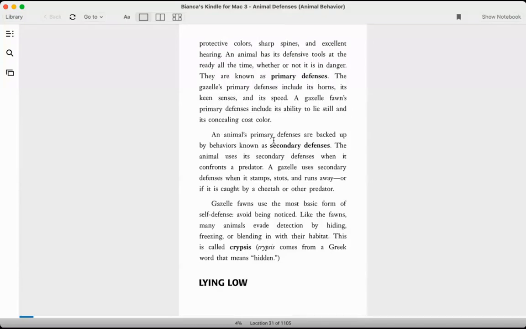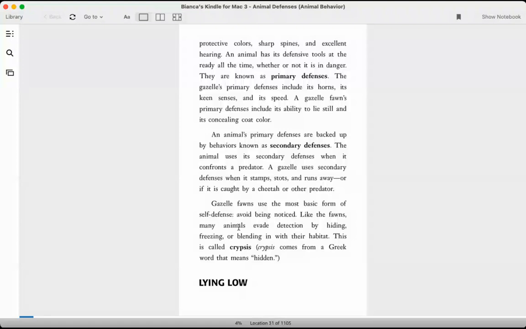An animal's primary defenses are backed up by behaviors known as secondary defenses. The animal uses its secondary defenses when it confronts a predator. A gazelle uses secondary defenses when it stamps, stalks, and runs away, or if it is caught by a cheetah or other predator. Gazelle fawns use the most basic form of self-defense.